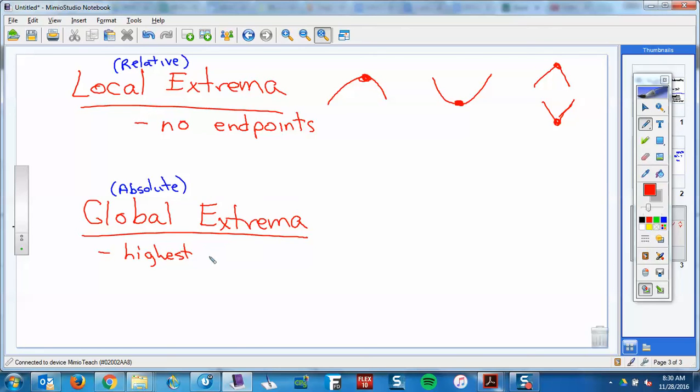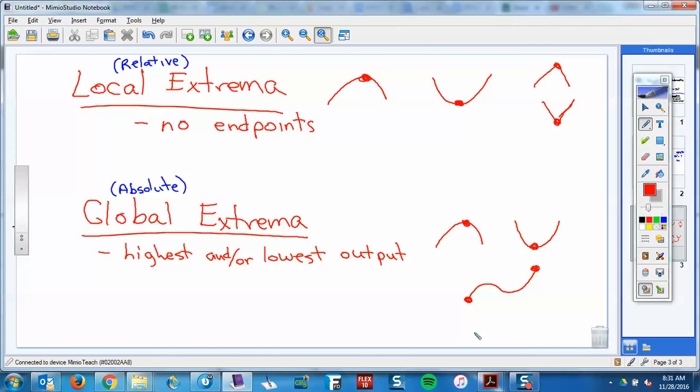Global extrema is the highest and/or lowest outputs or Y values, right? It's the absolute highest point on the graph and the absolute lowest point on the graph. Okay, now that could be here, that could be here, but it also could be at an endpoint. It could be like that, right? The highest point could be at an edge.